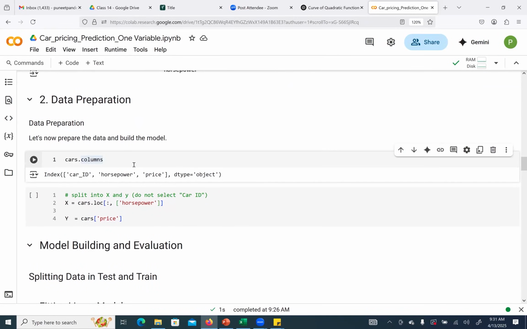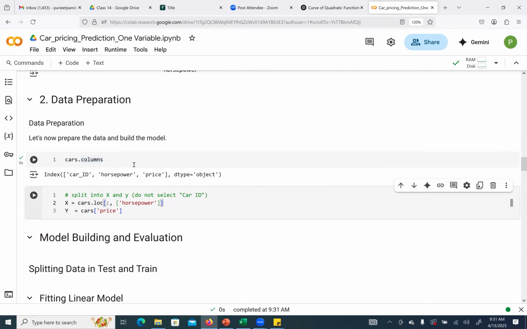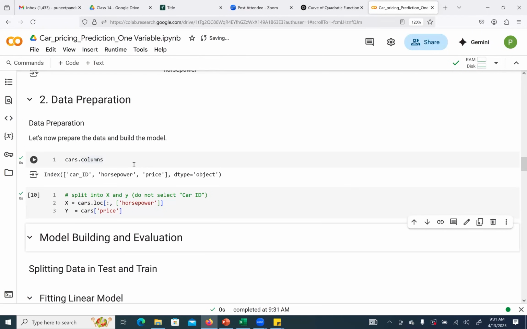Okay, in the next part, what we are doing is we are splitting the data into X and Y. Again, a very standard process you will see, that I will separate the input variables from the target variable. So my input variable is horsepower and my target variable is price. So I'm separating these two.